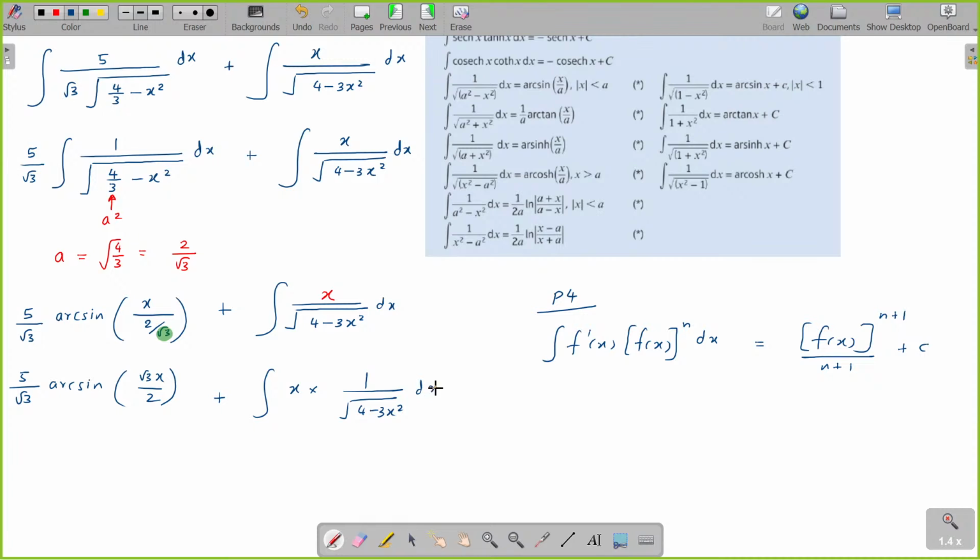You can't do that, because it's a product. You don't integrate x separately and this separately. Then you have to go with integration by parts. Okay, don't go for that, because we have a much easier rule. We will go for the easy rules.